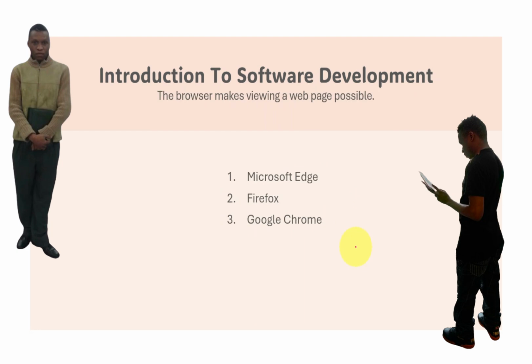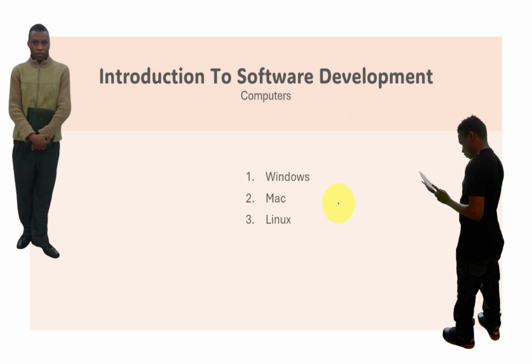For the web browser, the browser makes viewing a web page possible. So we have Microsoft Edge, we have Firefox, we have Google Chrome. And for computers, we have Windows, Mac, and Linux. So I don't know the one you're going to use.